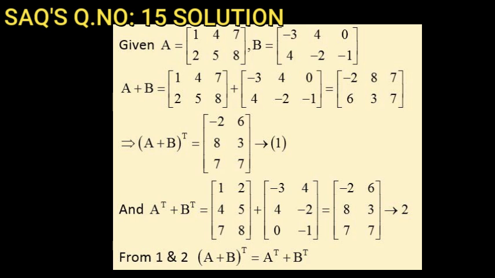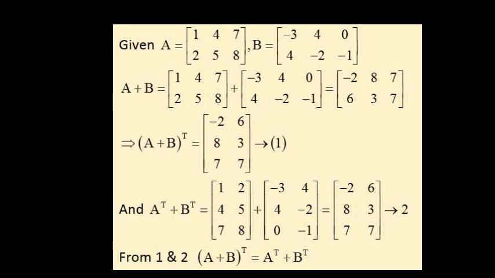Now (A plus B) whole transpose. Transpose means interchanging the rows into columns, that is equal to minus 2, 8, 7, 6, 3, 7. Take this as equation 1.